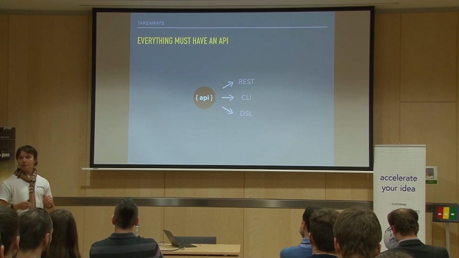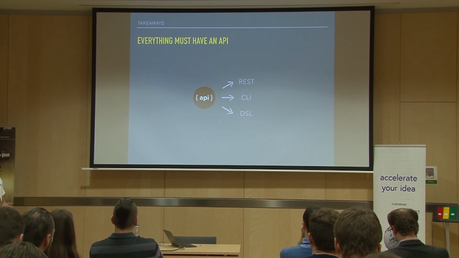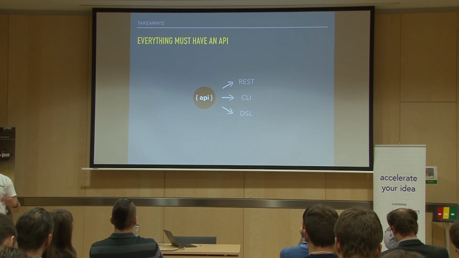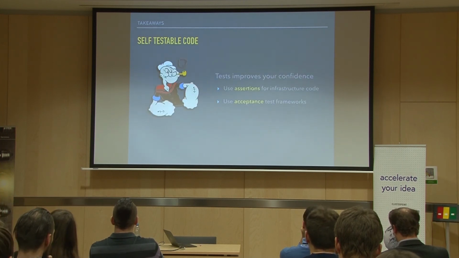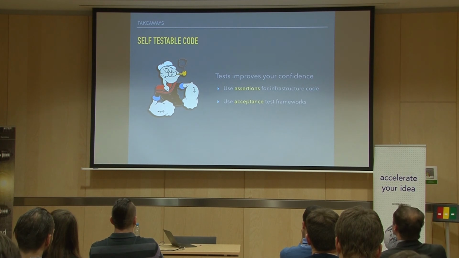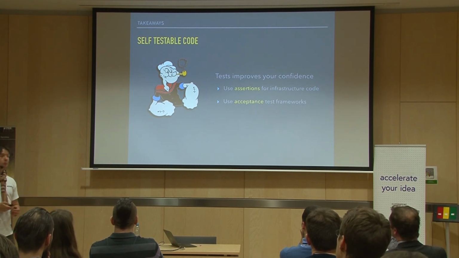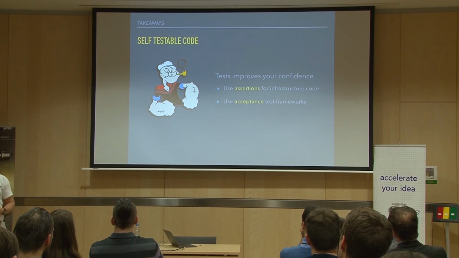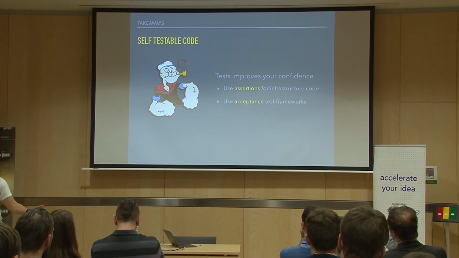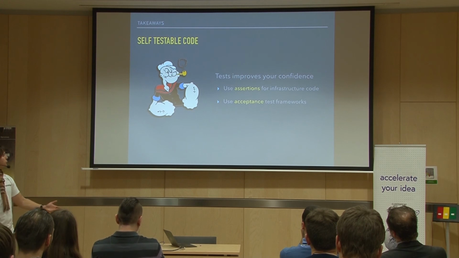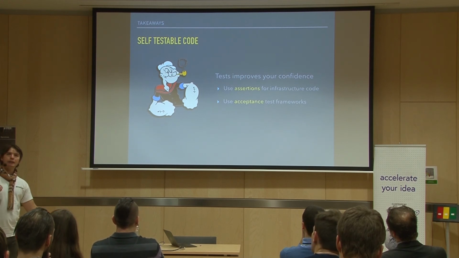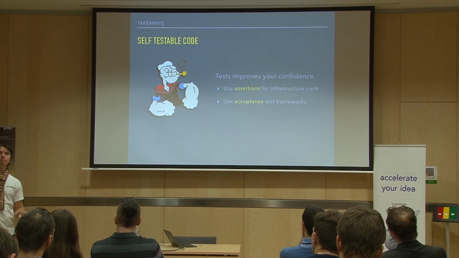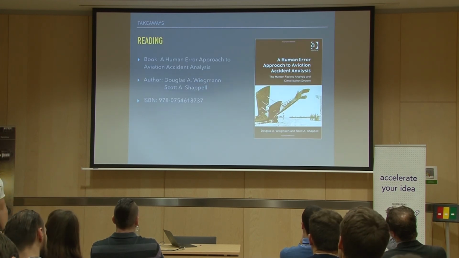we love APIs, right? And if the tool has an API, you can automate it. And write self-testable infrastructure code. So basically, an assertions framework, you know, the assertions from C++, and it's actually good, right? For infrastructure, it's very good when you use an assertions framework as the replacement of unit tests, right? And a few books to read.